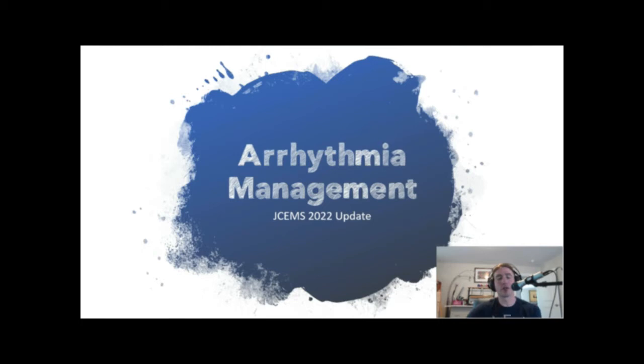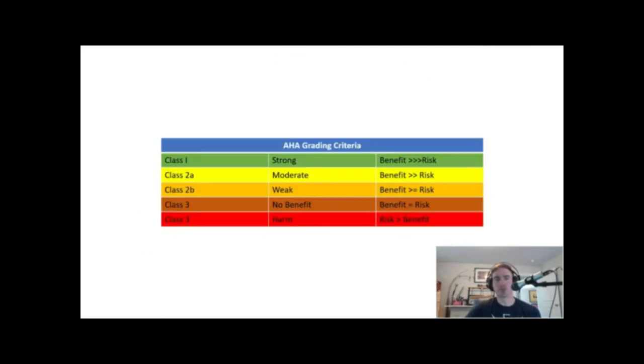So we're going to take our time with this training and make sure that you understand the treatments that are available to you. Now, the American Heart Association has this different grading criteria. This is in a way based on the level of evidence for treating, let's say, a particular arrhythmia, and they classify it based on strong, moderate, or weak recommendations.